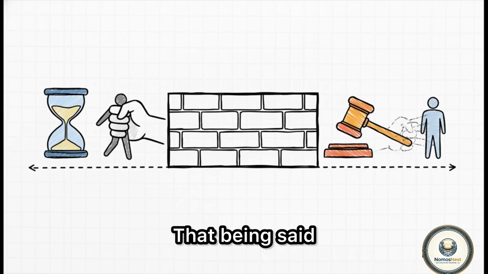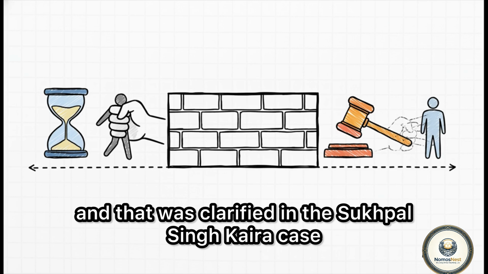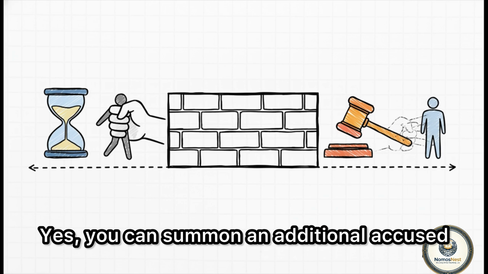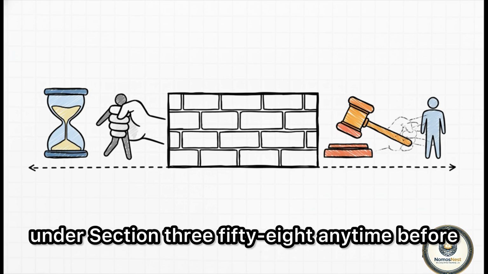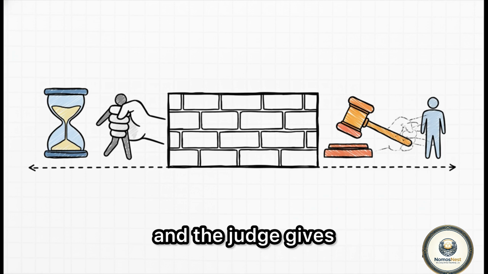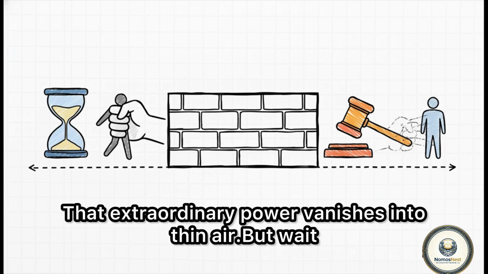That being said, there is a hard limit to this power, and that was clarified in the Sukhpal Singh Khaira case. The court drew a very strict boundary here. Yes, you can summon an additional accused under Section 358 anytime before the judgment is pronounced, but the second the trial ends and the judge gives that final verdict, they become functus officio. That extraordinary power vanishes into thin air.